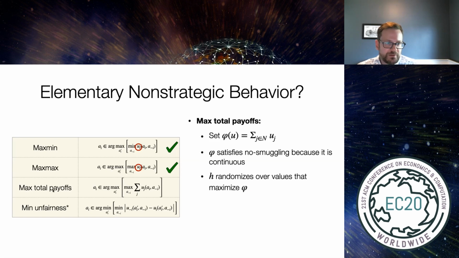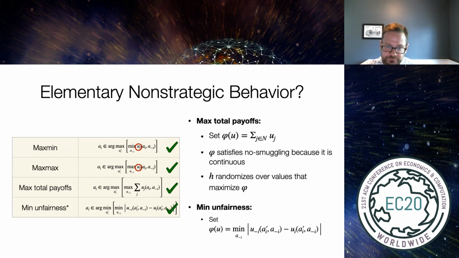Similarly, if you want to say I want to play toward the outcome with the maximum total payoffs, then I can just set my little phi to be the sum of the utilities. That's continuous, and so it satisfies no smuggling. And then again, we can use h to operate on those values. And you can make a similar argument for minimizing unfairness.